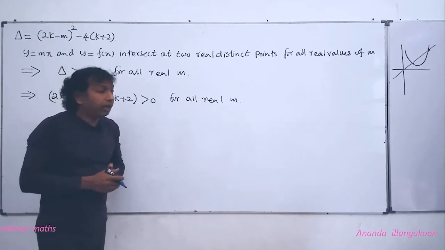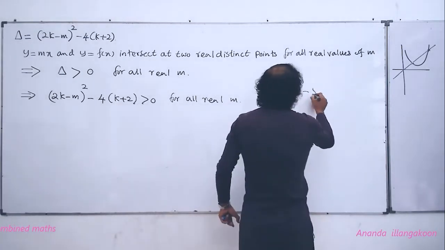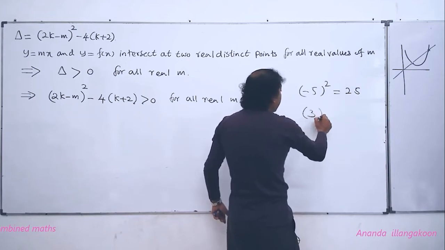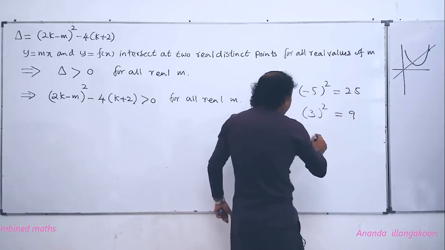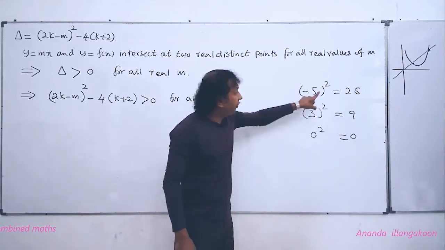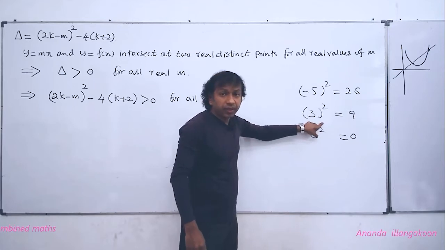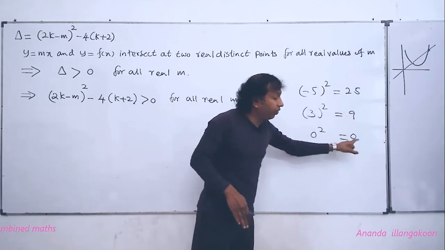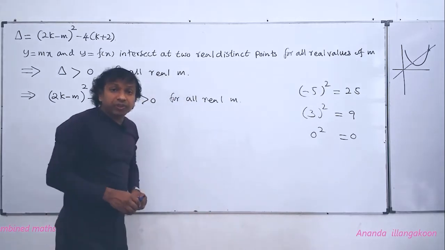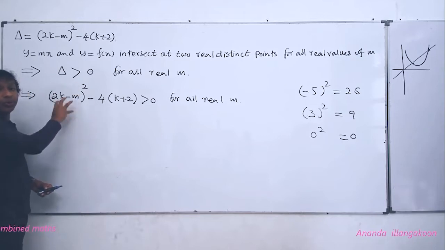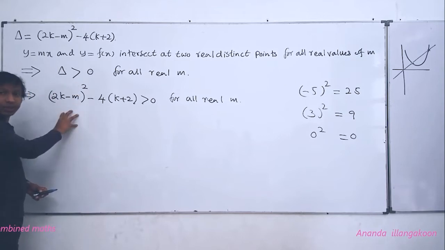Understand? Right? So therefore, see here, minus 5 squared is 25, plus 3 squared is 9, 0 squared is 0. See here, a perfect square cannot be negative. The perfect square of any real number, people, is a positive value or 0. Like that, people, this is always a positive value or 0. Understand?